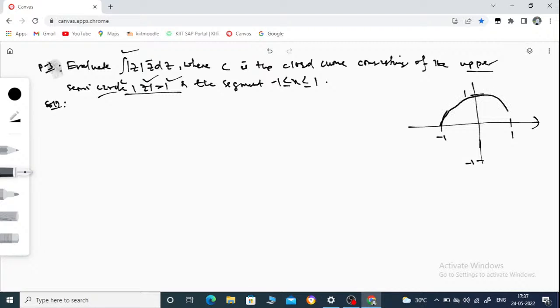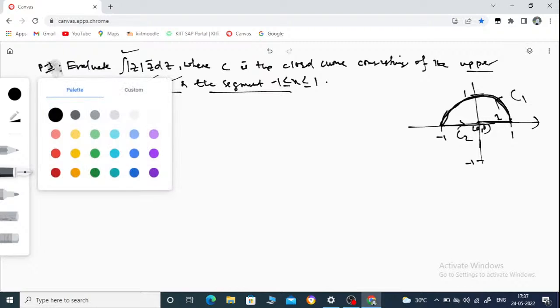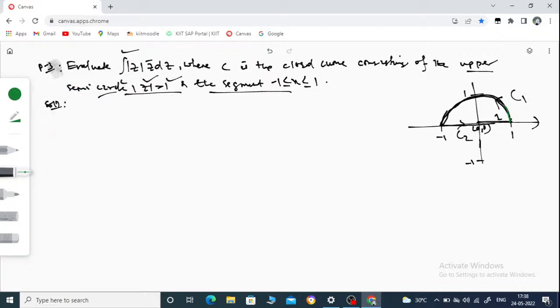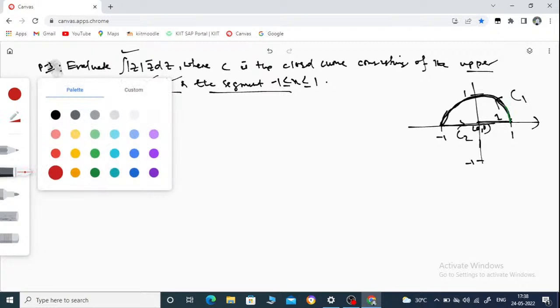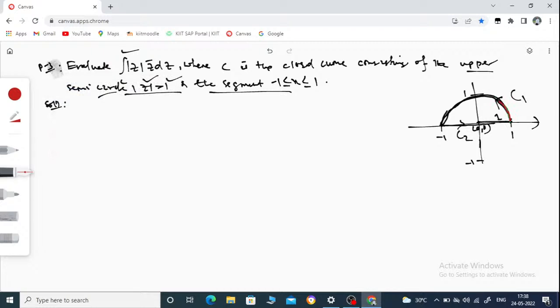So this is the thing whose center is the origin, center is 0 0 and radius is 1. So this is the upper semicircle. Let this one be your C1, and here this is your segment C2. This is the line segment, just a line. If you use another color, then you just see this is the segment. This is the segment C1.